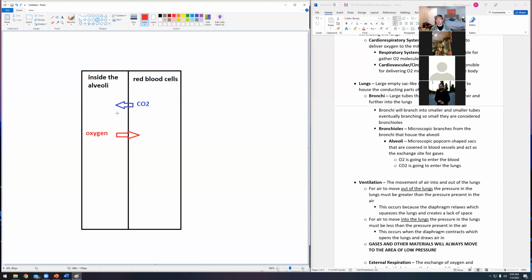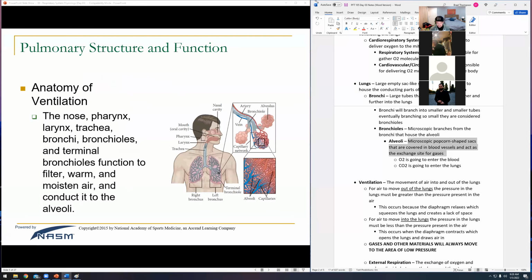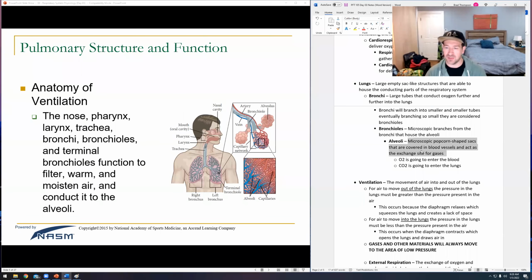And so oxygen is being exposed from the outside. This is the atmosphere here. And then it passes through the wall into our red blood cells. Now it's in our body. Meanwhile, CO2 is coming from inside our body and getting exposed back to the atmosphere so you can get rid of it. So that's what's happening here. We need to be able to conduct that.